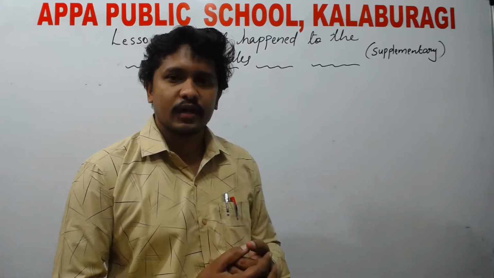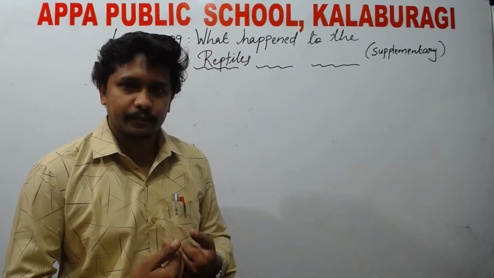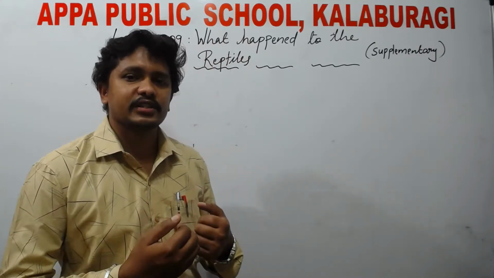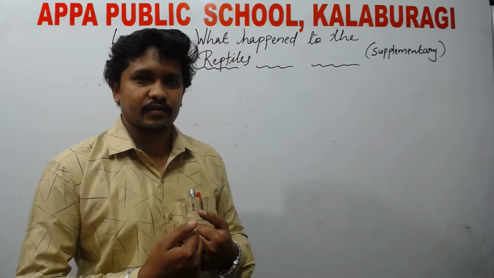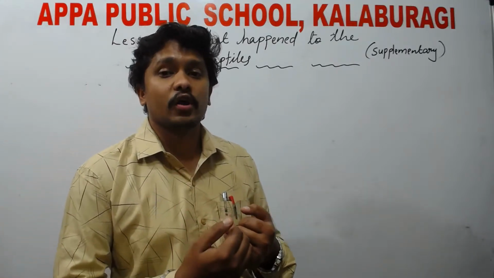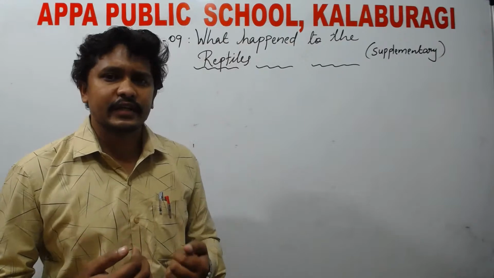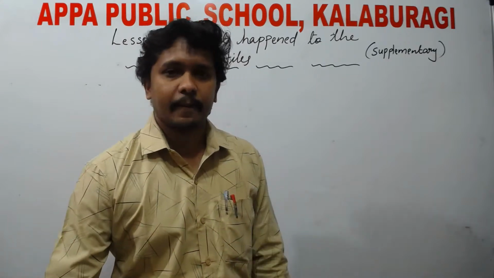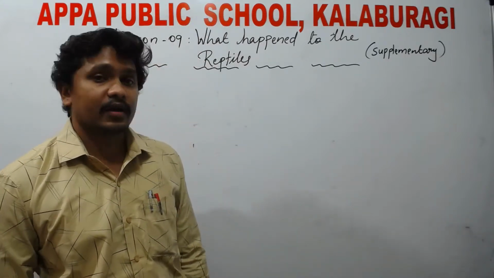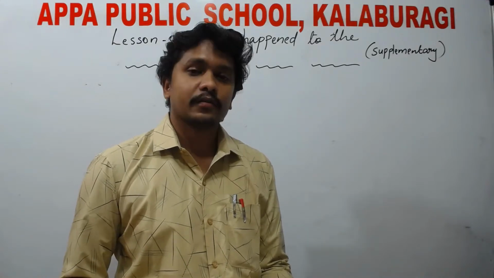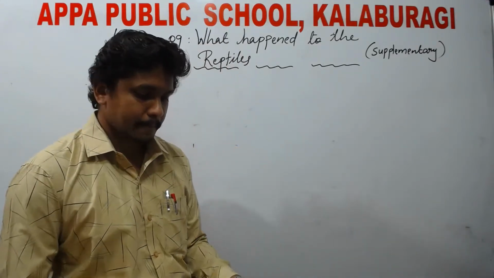By the end of this story, we will get a beautiful message. There is a beautiful message given in this story, and we will get that message by the end of this lesson. So I need your attention to hear this lesson and to get the moral of the lesson. I will be reading the lesson to you and will explain it in detail and in a clear method. So let's start. Lesson number 9, What Happened to the Reptiles? Please take your supplementary text, page number 33.